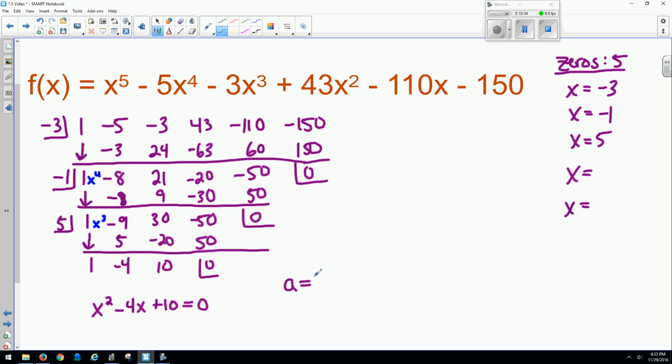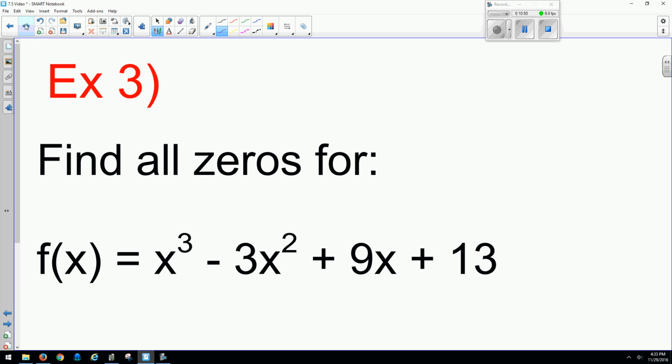So your A value would be 1, your B value would be -4, and your C value should be 10. And so you're going to go ahead and substitute that into the quadratic formula and then simplify to get your other two zeros. Those would be your imaginary zeros. All right, here's one to try on your own.